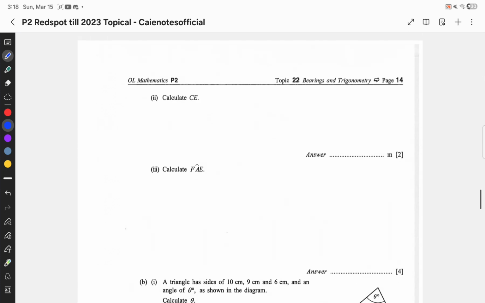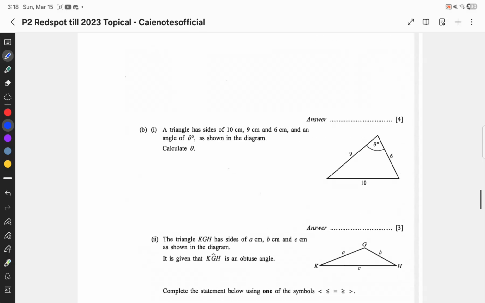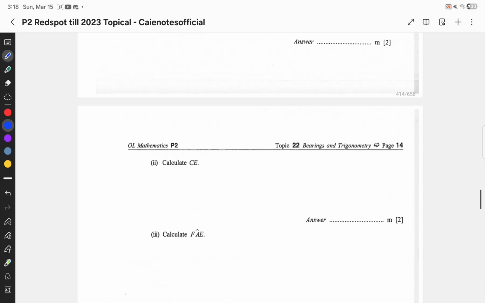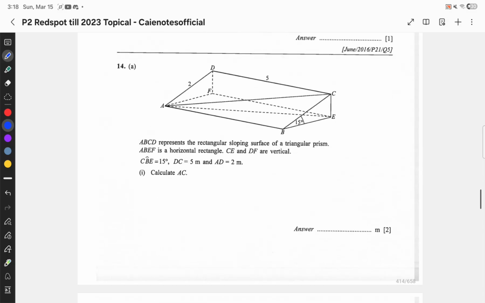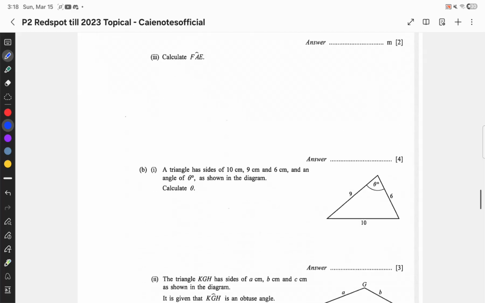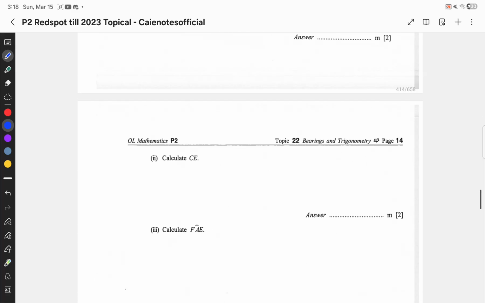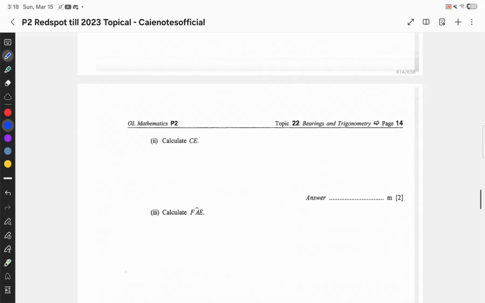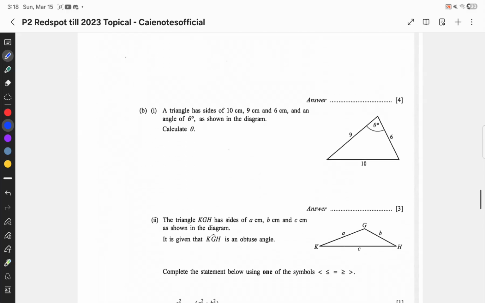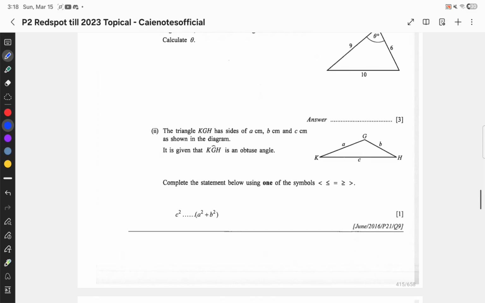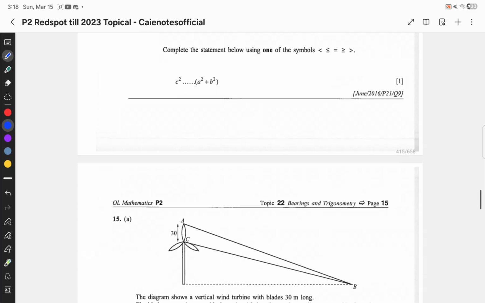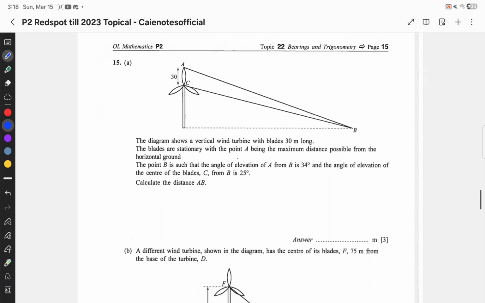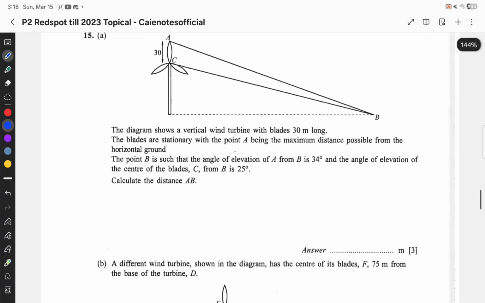Calculate AC, CE, V diagram. How many parts does this have? Oh my god. 1, 2, 3, 4, 5. How many marks is this? 12 marks. This is outrageous. Calculate the distance AB. I do not want to.